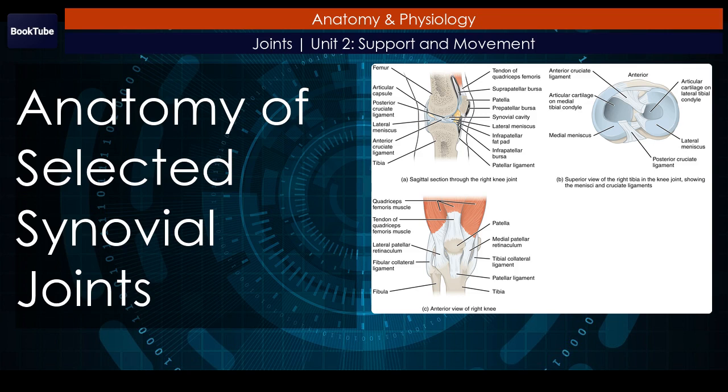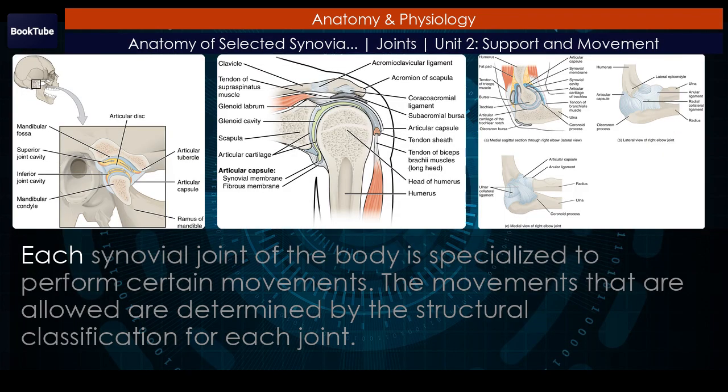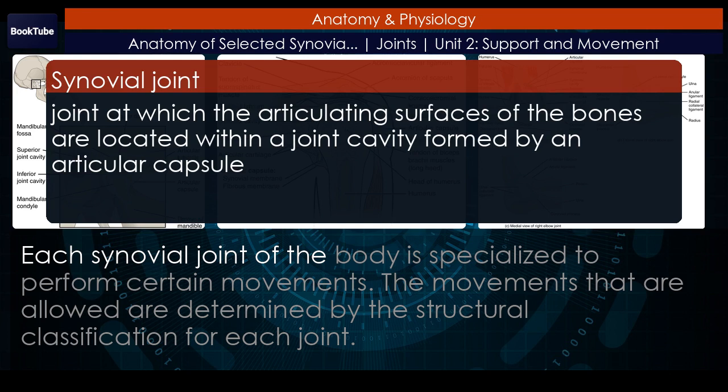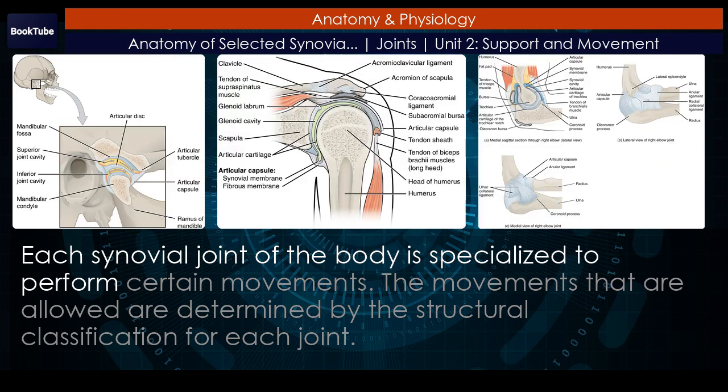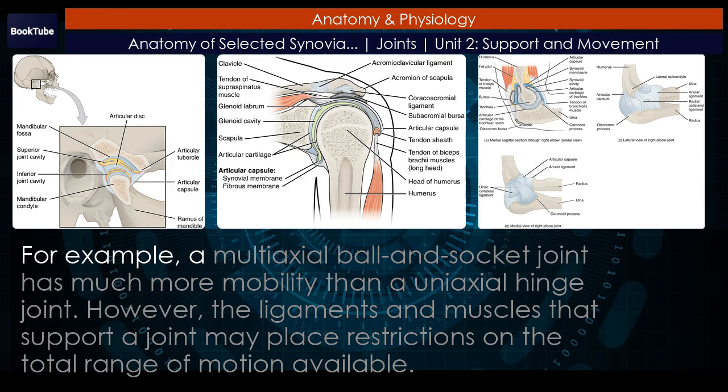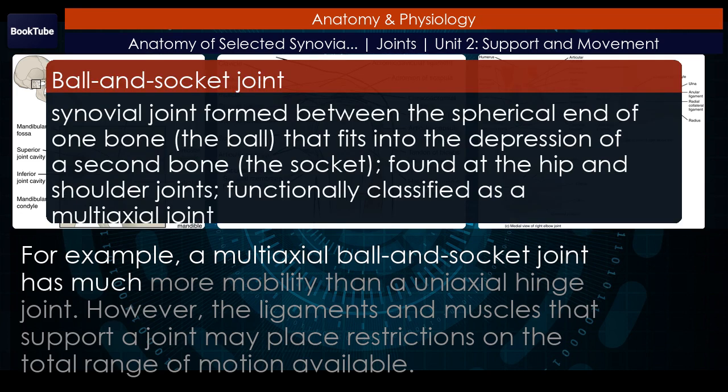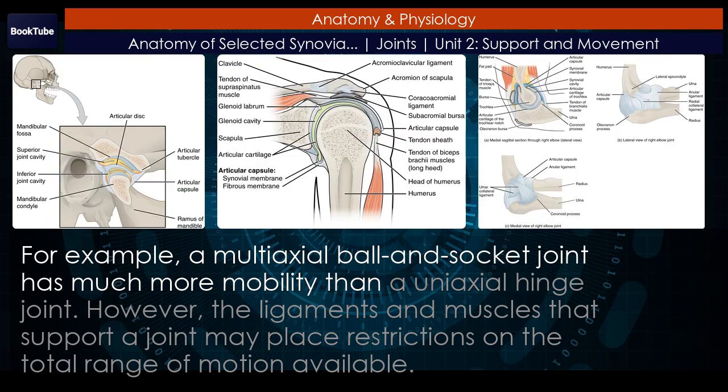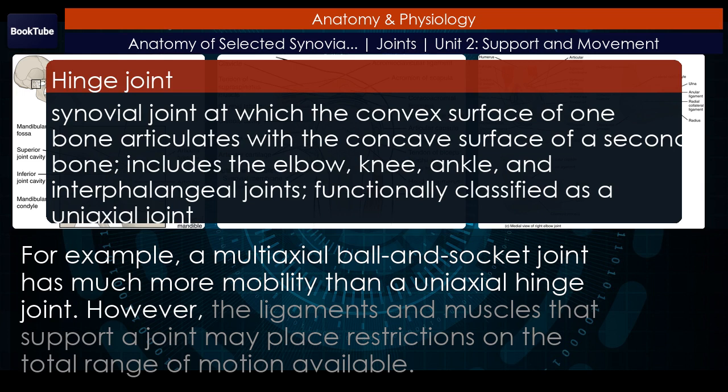Anatomy of selected synovial joints. Each synovial joint of the body is specialized to perform certain movements. The movements that are allowed are determined by the structural classification for each joint. For example, a multiaxial ball and socket joint has much more mobility than a uniaxial hinge joint.